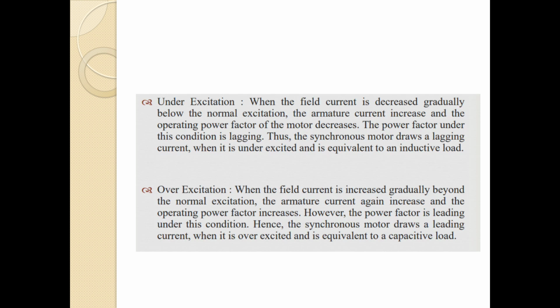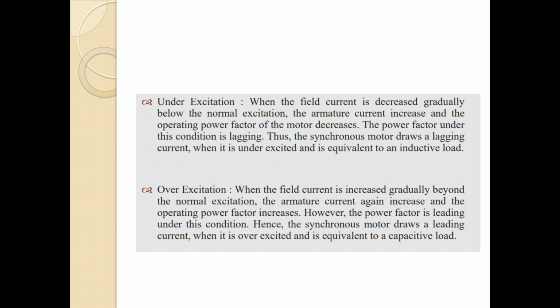Under excitation means the field current decreases gradually below normal excitation. That is called under excitation. And over excitation means that the field current, that is the cos phi value, will be higher. That is called over excitation.